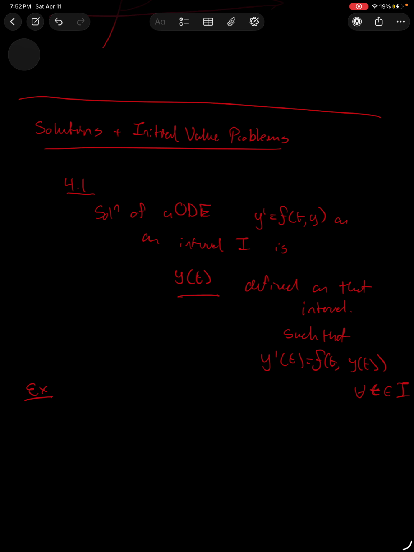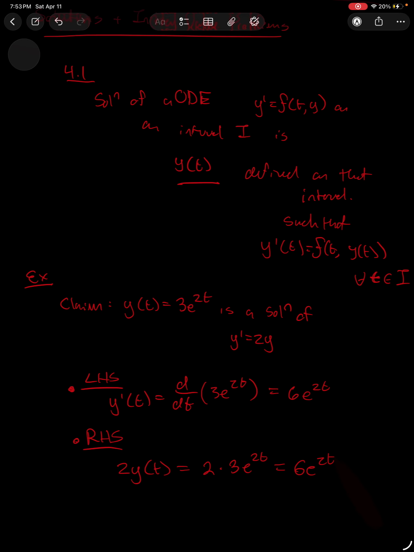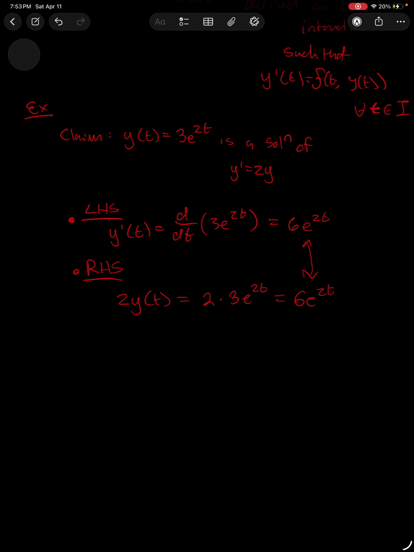For example, we may claim that y of t equals 3e to the 2t is a solution of y prime equals 2y. The left-hand side, y prime of t equals d dt of this function, 3e to the 2t, which is, by chain rule, 6e to the 2t. And the right-hand side of this is 2y of t, which is 2 times 3e to the 2t, which is 6e to the 2t. So those two are consistent. You can always check your work this way.